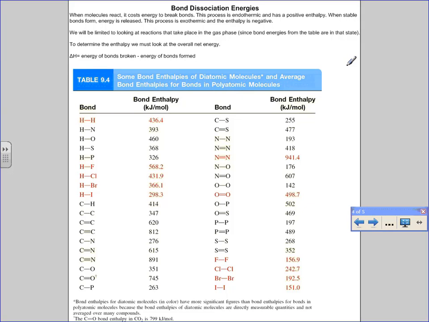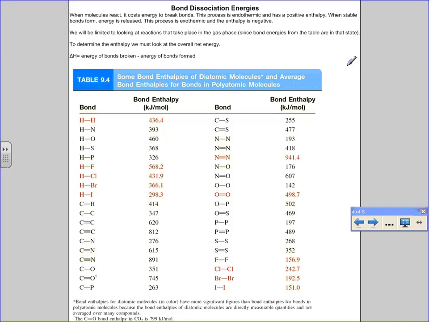Now we're going to examine the first way that we can calculate delta H for a reaction. As I said previously, there are four ways that you can calculate delta H, and it depends on the information that you're given. The first way that we're going to use is bond dissociation energies.